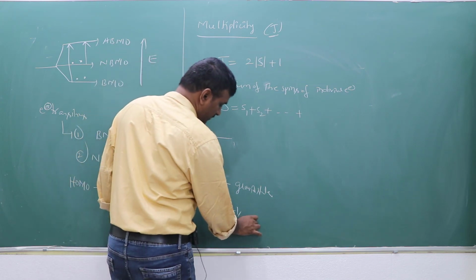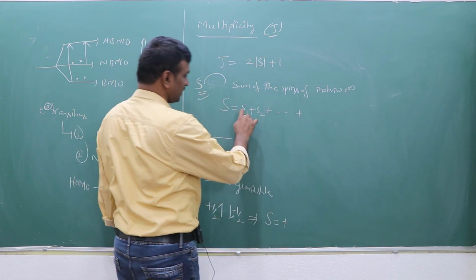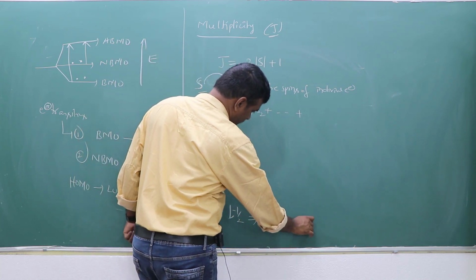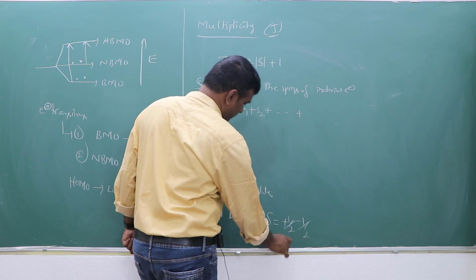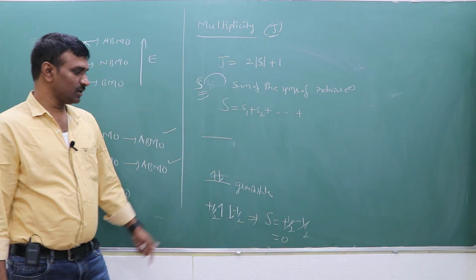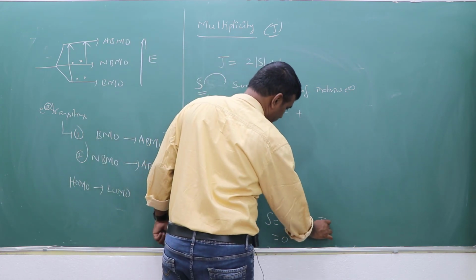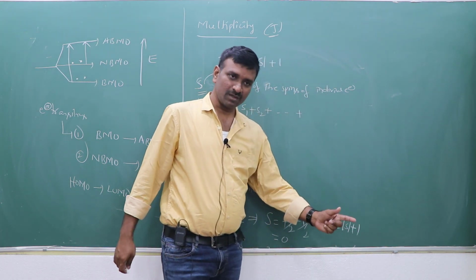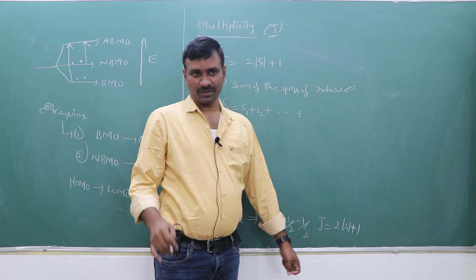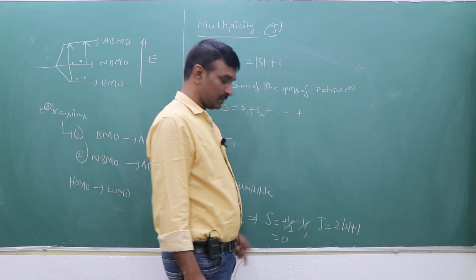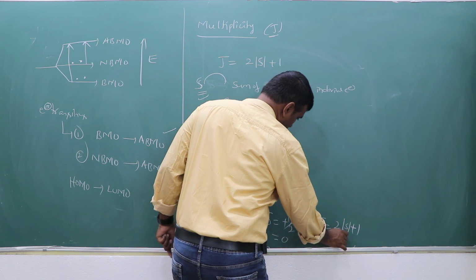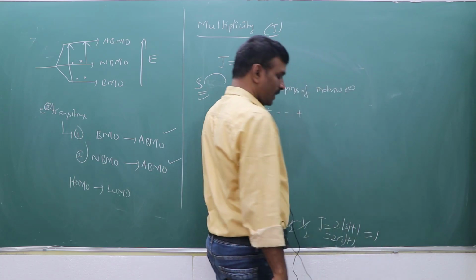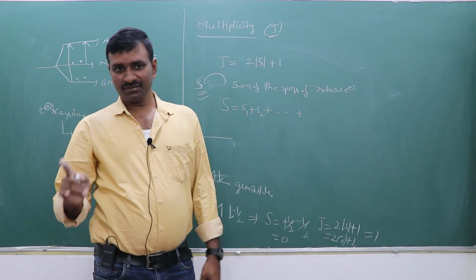So the total spin is S equal to S1 plus S2. S1 is plus half, S2 is minus half, so cancellation takes place and the spin will be 0. When S is 0, what will happen? J will be modulus 2S plus 1. Modulus means whatever the value, if it is minus 1 you take it as plus 1. So 2 into S, which is 0, plus 1, that means 1.